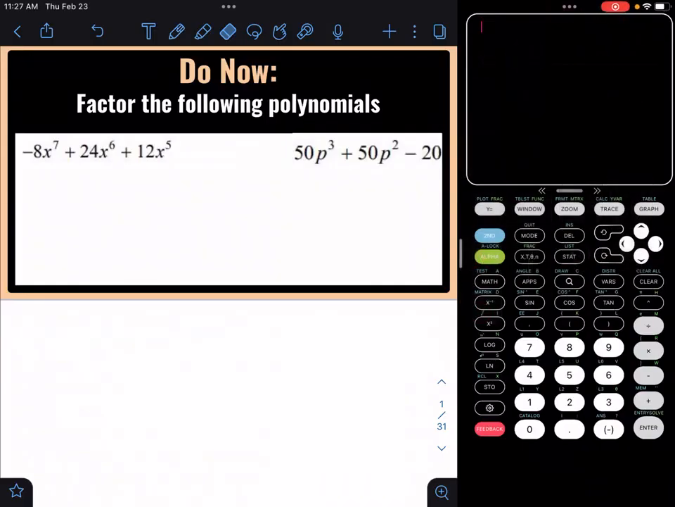Welcome back to our next lesson on factoring polynomials. Today we are going to learn how to factor binomials, these special type of binomials. We'll learn about them in a minute. But first, let's review what we know about factoring out the GCF.